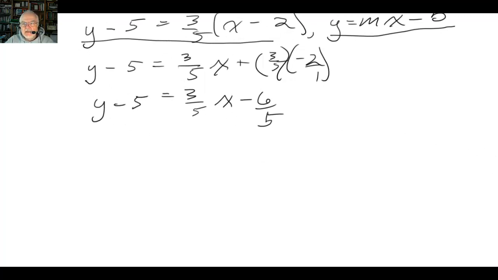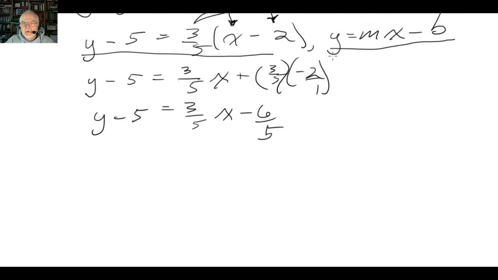Is that in the right form? No. Can only have a y on the left side, and it's got minus 5. So I have to add 5 to both sides. Oops, I have to add a fraction. I have to add 5 to both sides. Okay, well, now I have to deal with this. So I have 6.